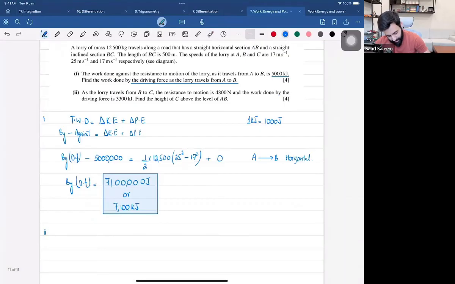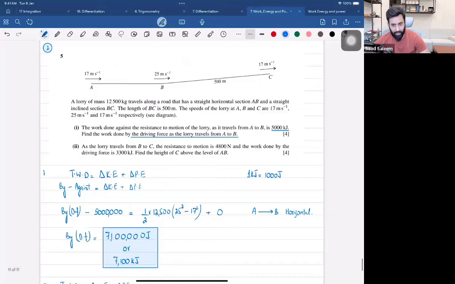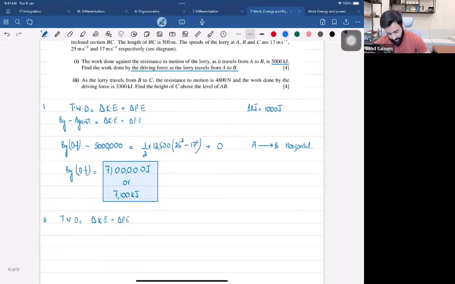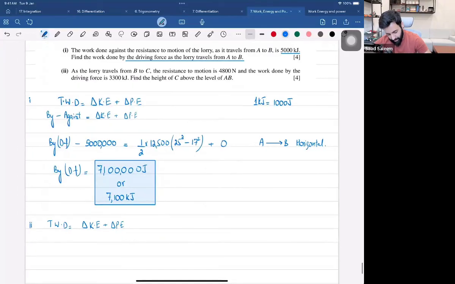So here's how it works. Same formula. Nothing changes. Total work done is equal to change in kinetic energy plus the change in potential energy. Just know that there will be a loss in kinetic energy and a gain in potential energy. Why? Because the height increases and the speed decreases. So how do you find out the total work done?